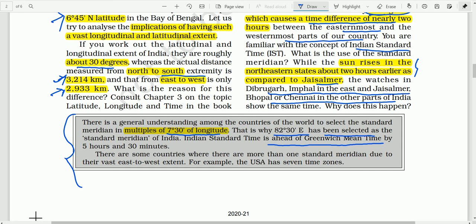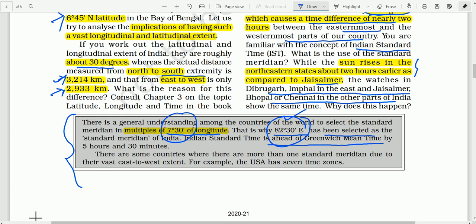So the time difference between Greenwich Mean Time and the Indian Standard Time is 5 hours 30 minutes, and we have selected 82 degree 30 minute east as the standard meridian of India. Why? Because this value is a multiple of 7 degree 30 minutes. As per the convention, as per the agreement, whenever we select the standard meridian of a country, it must be a multiple of 7 degree 30 minutes.